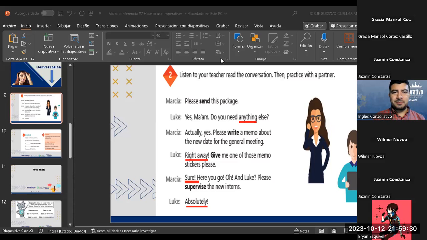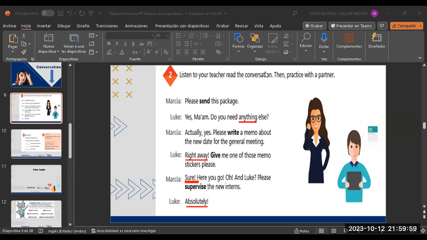Go. Okay. I'm Marcia. Look. Please send this package. Yes, mom, do you need anything else? Actually, yes. Please write a memo about the new date for the general meeting. Right away, give me one of the two memo stickers, please. Sure. Here you go. Oh, and look. Please supervise the new interns.